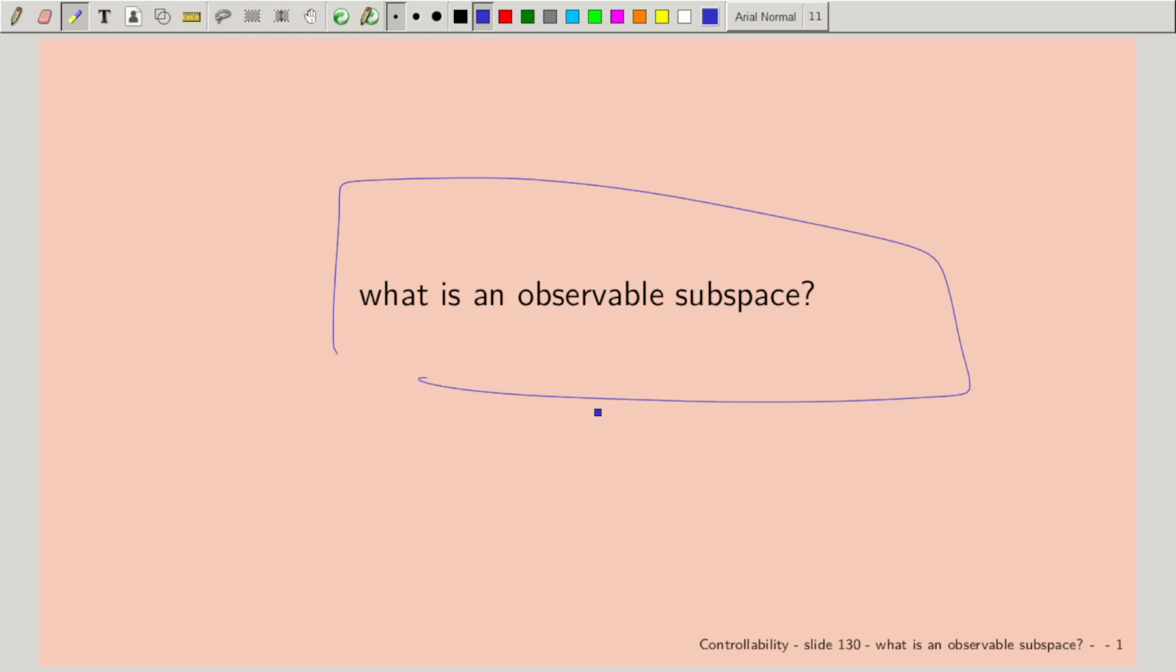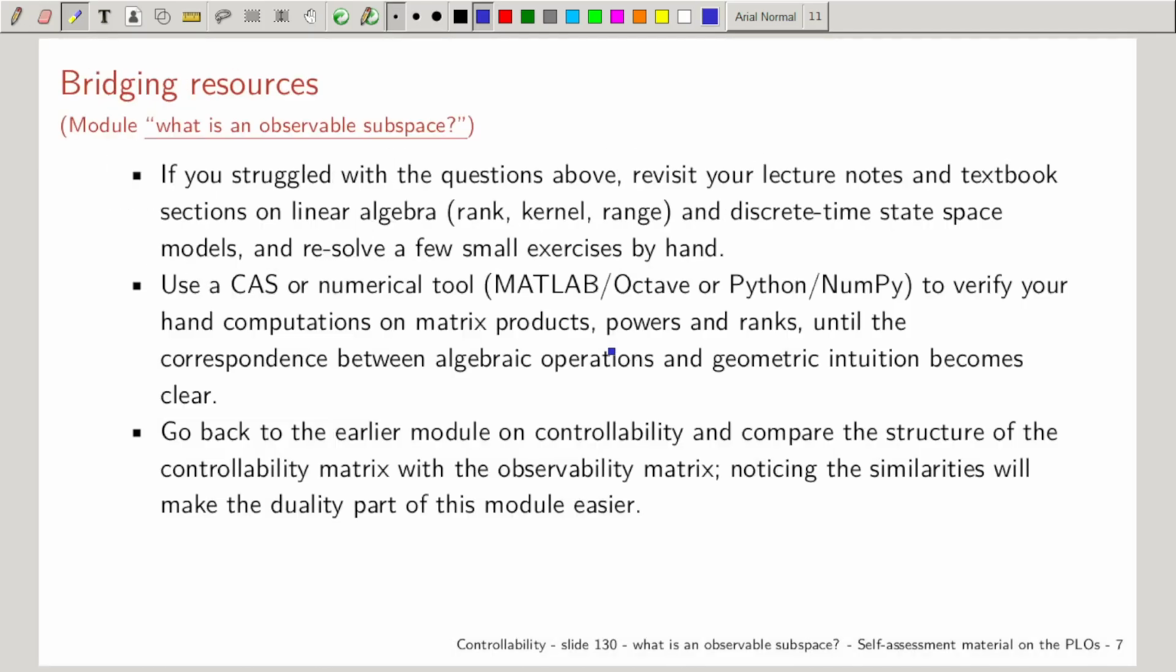What is an observable subspace? Also, this module here, a couple of points are for the exam, but just intuitive parts. Essentially, this is going to be kind of an overview of what observability and reachability are. For the exam, it's important that you remember the intuition behind it and the decomposition parts. So let's go through this.